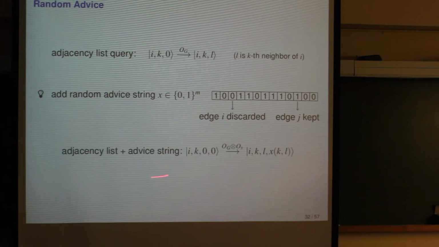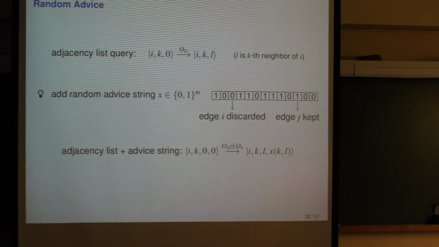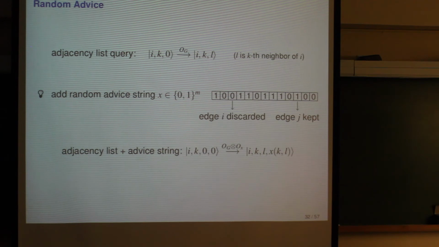So we get this new thing, which is adjacency list access plus an advice string. And that looks like this, right? We ask for the kth neighbor of i, and we get this neighbor, and whether the corresponding edge is still present or not.